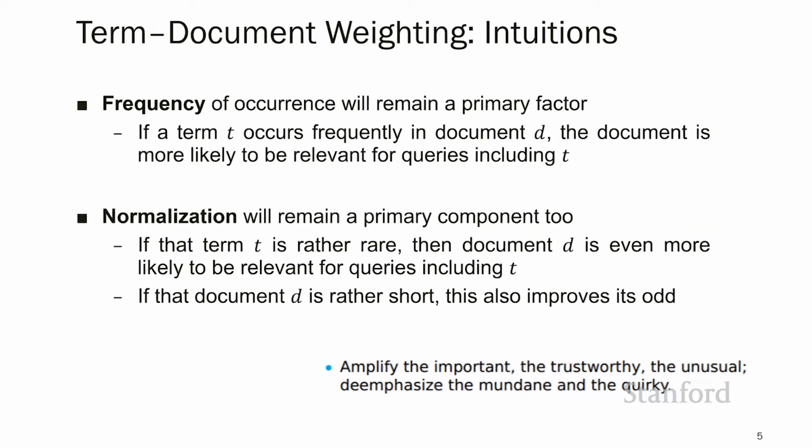Lastly, if document D is rather short, we take that as yet another signal that might increase our confidence that the term T was included in that rather short document for a reason. Taking a step back and thinking more broadly, we're still functioning under the same statement from the first unit. Our goal is ultimately to amplify the important signals, the trustworthy and the unusual, and to de-emphasize the mundane and the quirky.